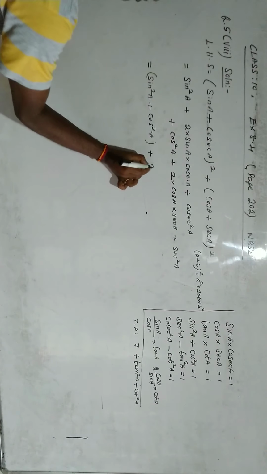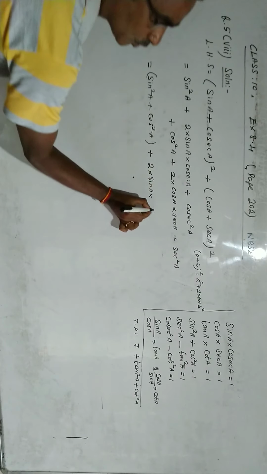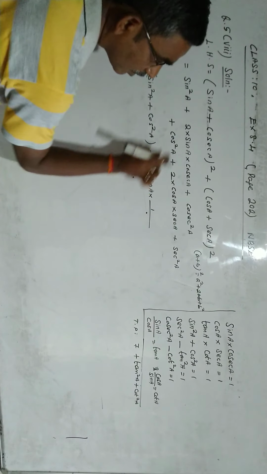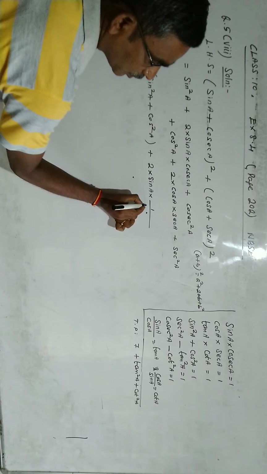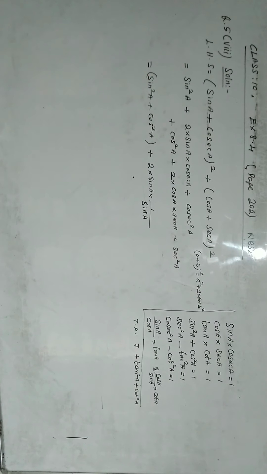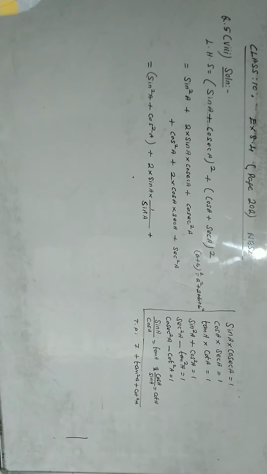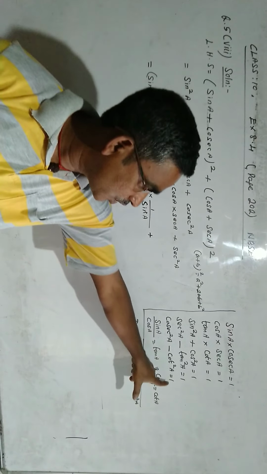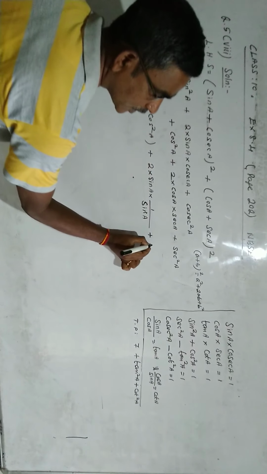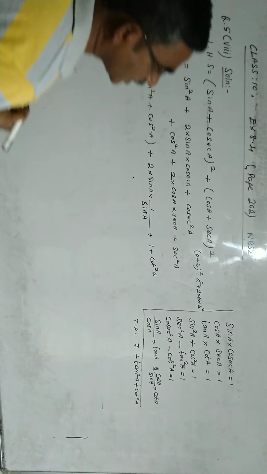Plus 2 into sin a into cosec a. You can put cosec a as 1 by sin a, because cosecant is equal to 1 by sin, or sin into cosecant you can put 1 directly. Cosecant is 1 by sin. Plus cosecant square a. Now cosecant square a minus cot square a equal to 1, so cosecant square a equals 1 plus cot square a. In place of cosecant square a, we can put 1 plus cot square a.